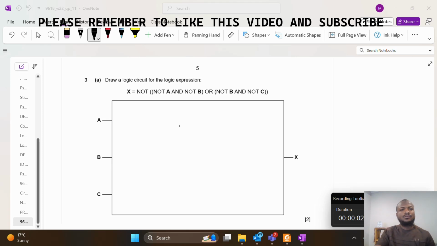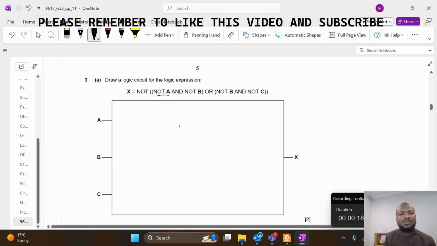Now, the next question: draw a logic circuit for the logic expression X equals NOT (A AND NOT B) OR (NOT B AND NOT C). When you are solving this kind of question, you must take note of the brackets. The brackets are the ones you solve first. So let's solve it bracket by bracket. The first bracket is not A and not B. So that means there's an AND gate between A and B, but we do the NOT gates first. Is that understood?